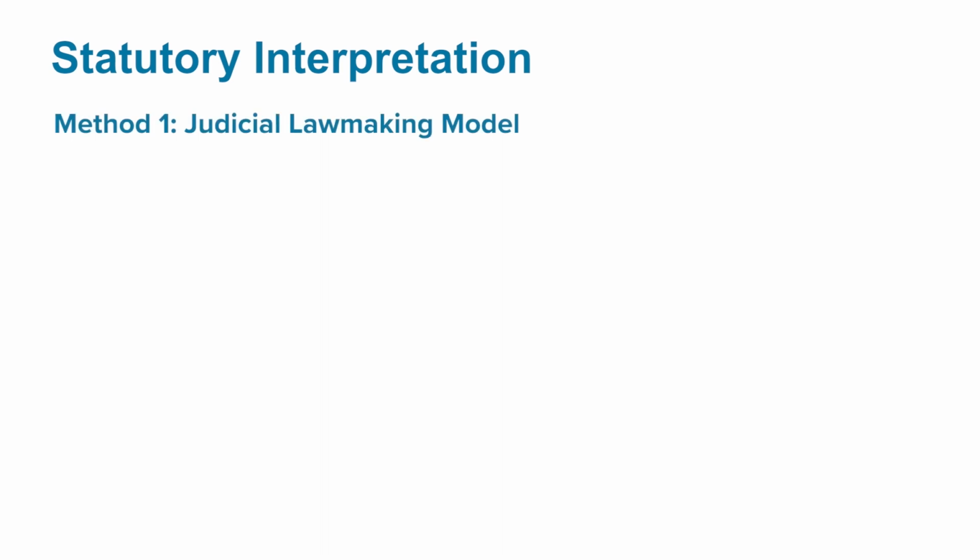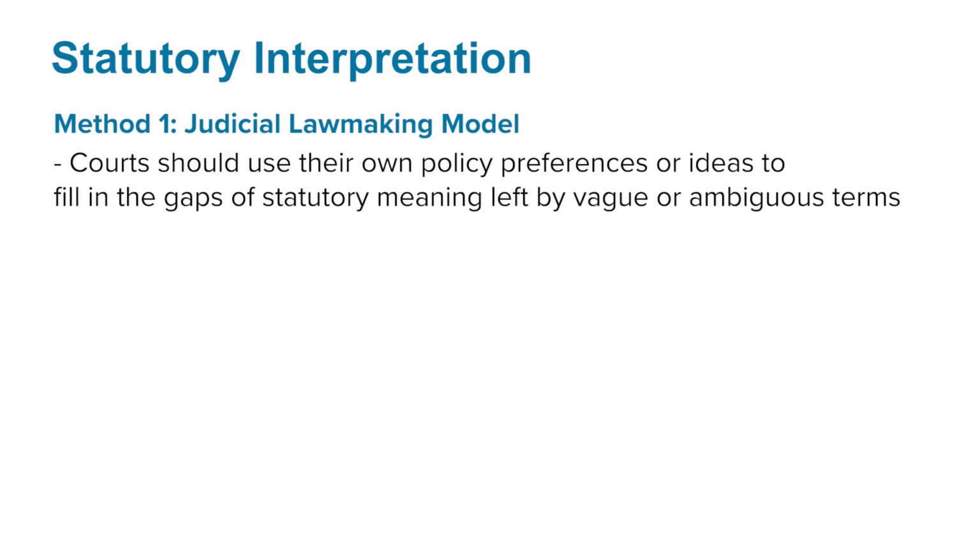Well, this is a really important question because of how common vagueness and ambiguity are in U.S. criminal statutes. And it's a really difficult question because there are very different methods that courts might apply to derive meaning from criminal statutes. One possibility is what we might refer to as the judicial lawmaking model of statutory interpretation. The idea here is that courts should use their own policy preferences or ideas to fill in the gaps of statutory meaning left by vague or ambiguous terms. So, for example, if the legislature uses the vague phrase human being in a homicide statute, then the court should consider which interpretation of the phrase would best serve the retributive and utilitarian goals behind the criminal law.